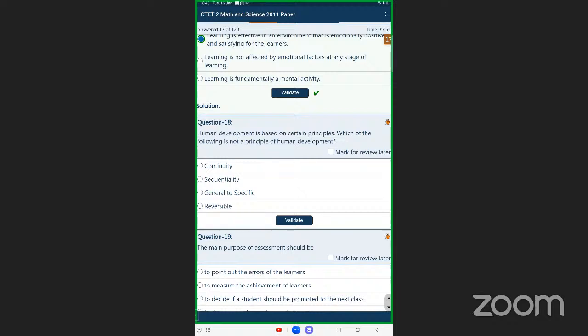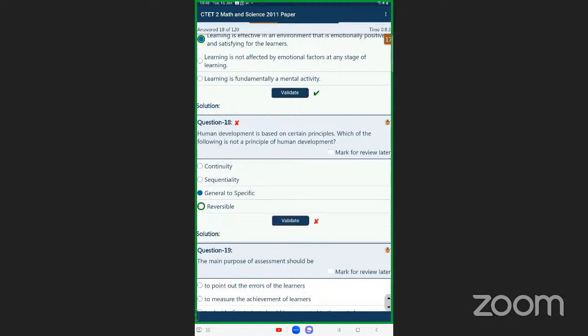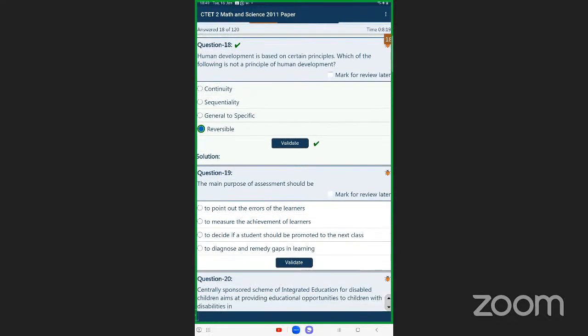So if you see, student, "general to specific" is absolutely wrong. It should actually be the reverse. Human development is based on certain principles. Which of the following is not a principle of human development? It cannot be reversible, student.